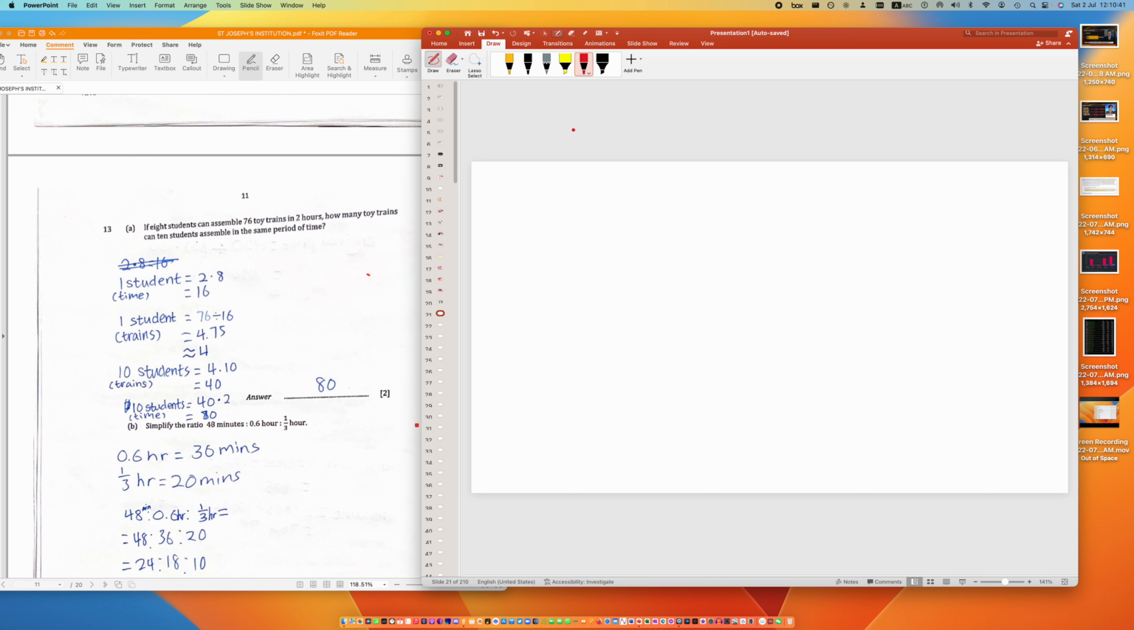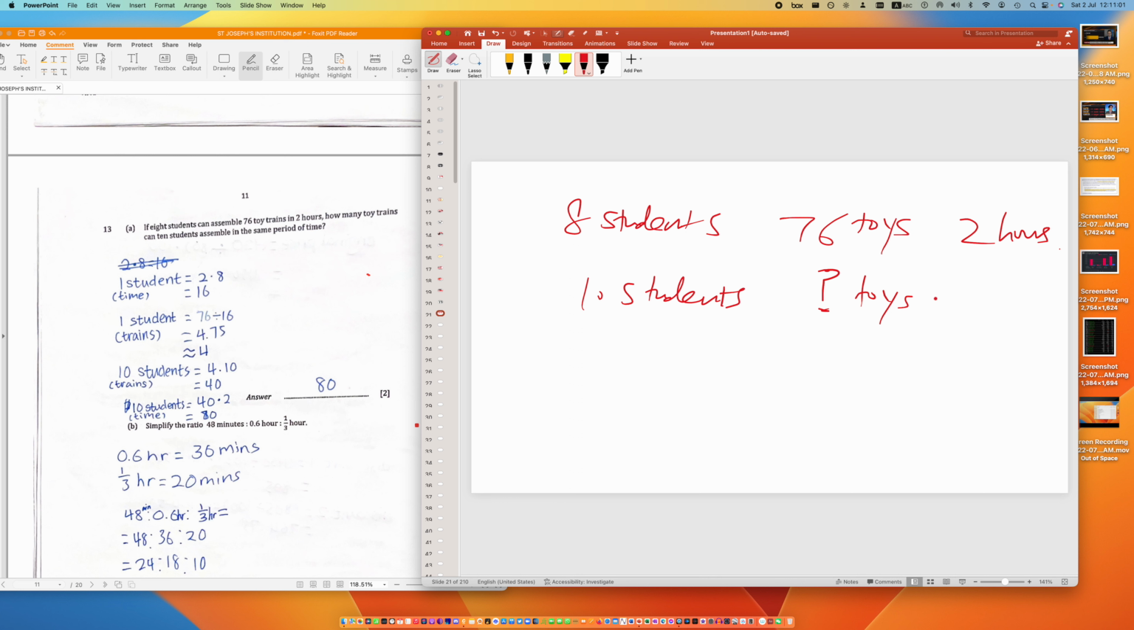So 8 students make 76 toys in 2 hours. How many toy trains? How many toys with 10 students in the 2 hours? So how do you do such questions?